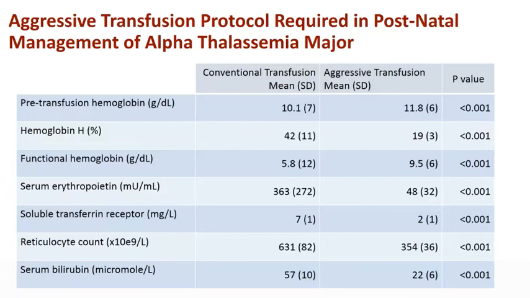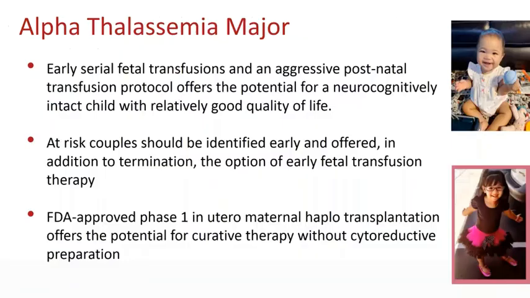This can be prevented by a higher hemoglobin, and it corresponds to a dramatic fall in the EPO drive from 363 to 48, a similar fall in soluble transferrin receptors, reticulocyte counts, and serum bilirubin. So in summary, alpha thalassemia major, and these are two of the babies I'm following now, is a changing disease that has growing questions of ethics and options.